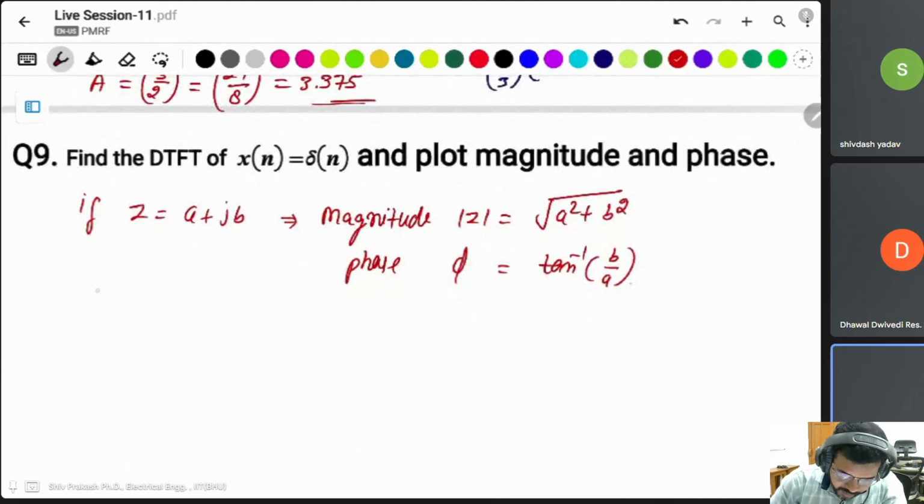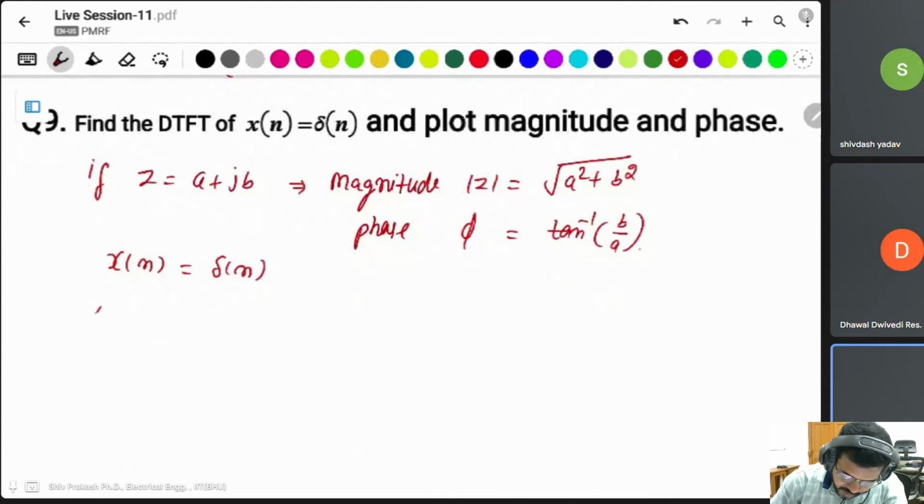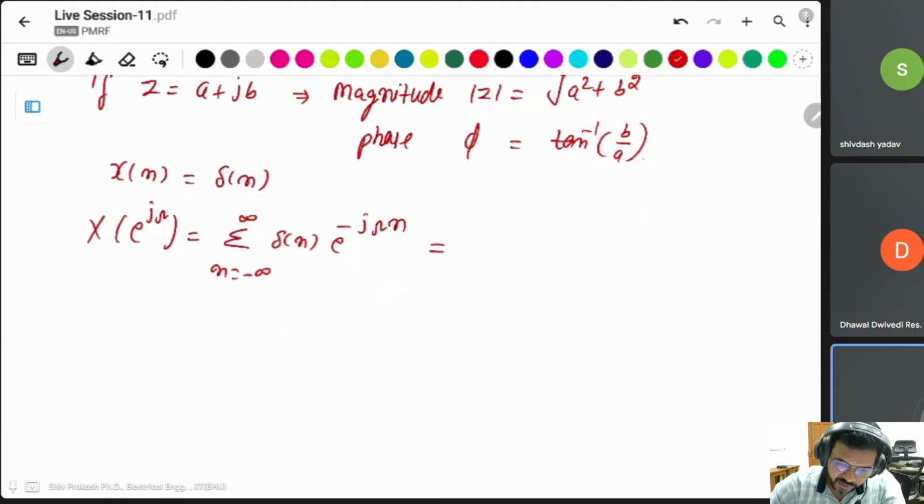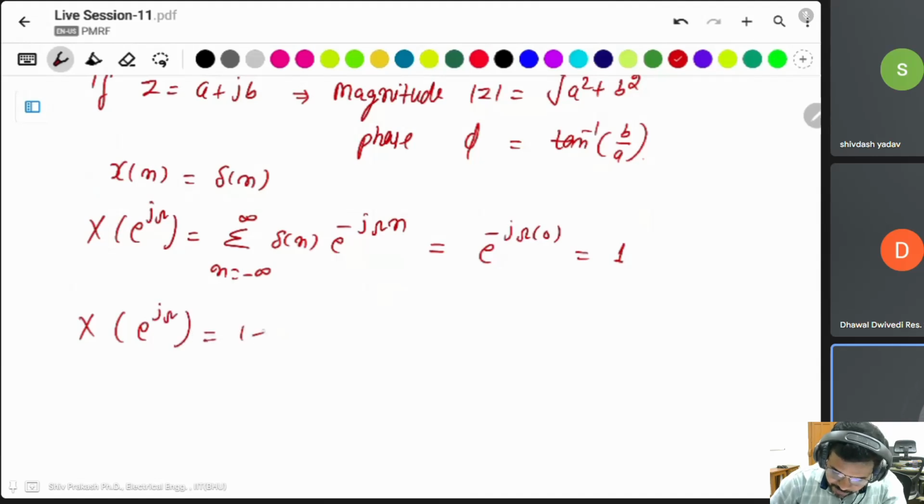For this system, x[n] is given as delta[n]. First of all, find the Fourier transform of this one. Then X(e^(j omega)) is equal to the summation of n from minus infinity to infinity of delta[n] e^(-j omega n). Know about the delta function properties. Simply you have to put the value 0 in place of n because there is an n only. Then this value is e^(-j omega 0), which is 1. It means you can write it as 1 plus j0.